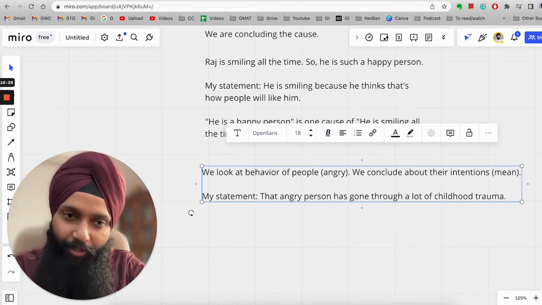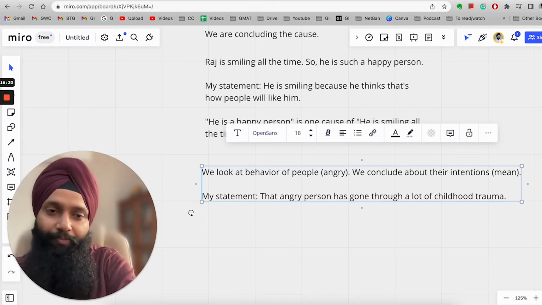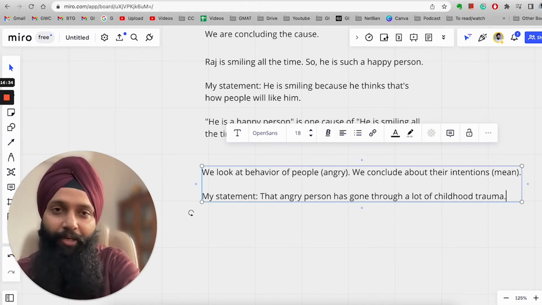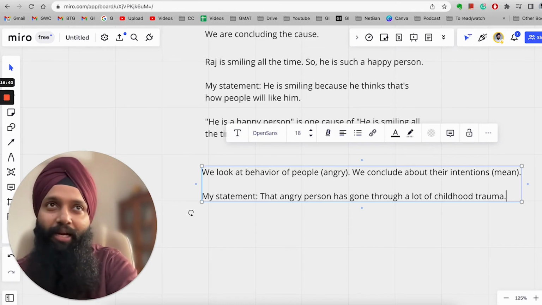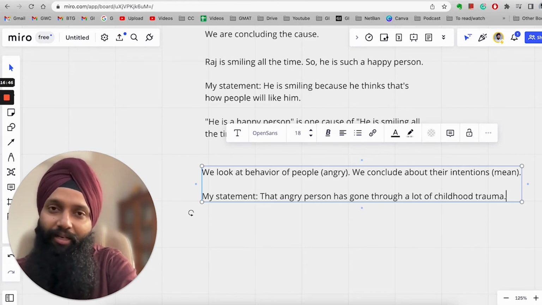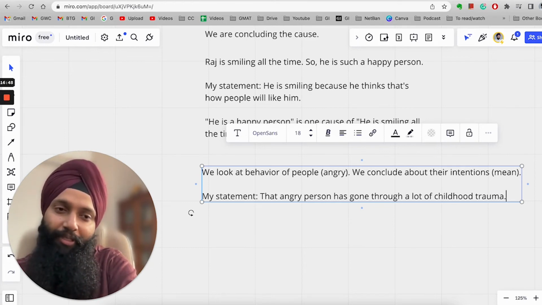That angry person has gone through a lot of childhood trauma. Now, will you still be equally sure that he is mean? No, right? Because we have an alternate cause of his behavior. Oh, he's angry just because he has gone through a lot in his life. It's not that he's mean, it's just that he has gone through a lot of turbulence in his life, right?